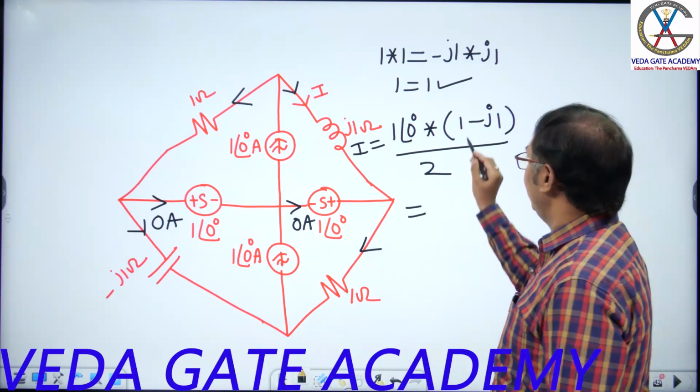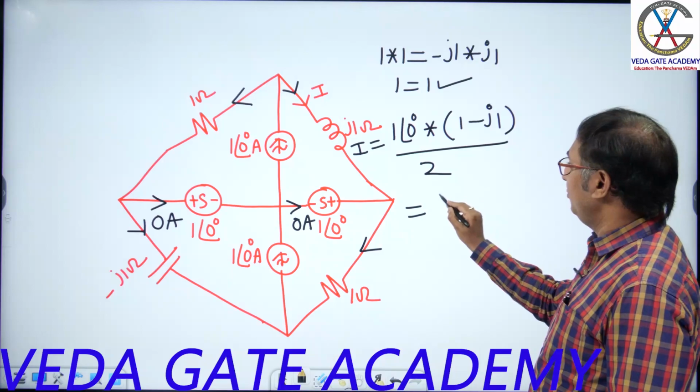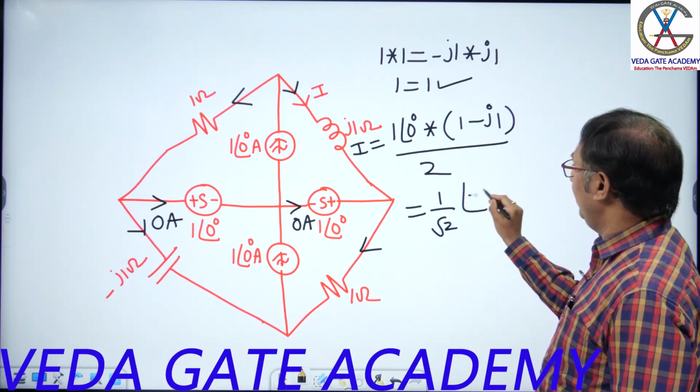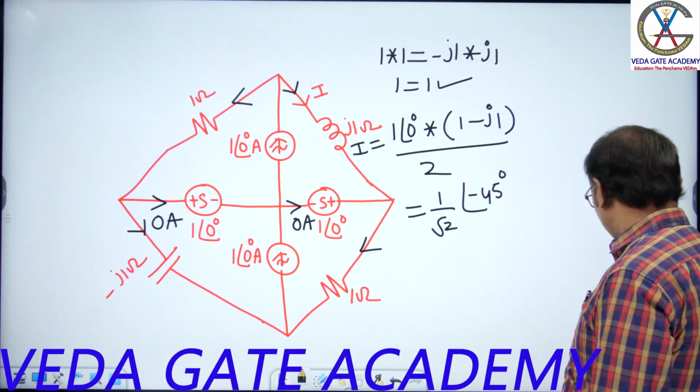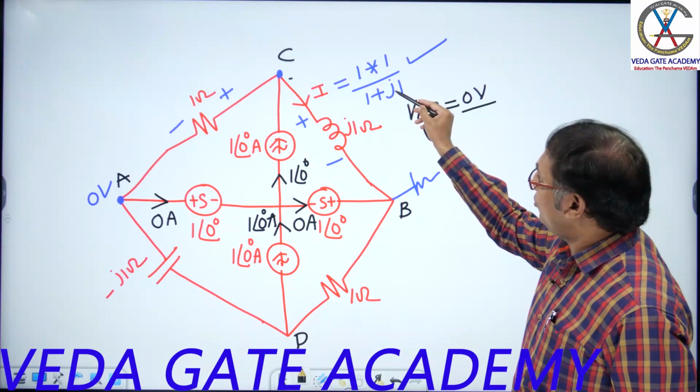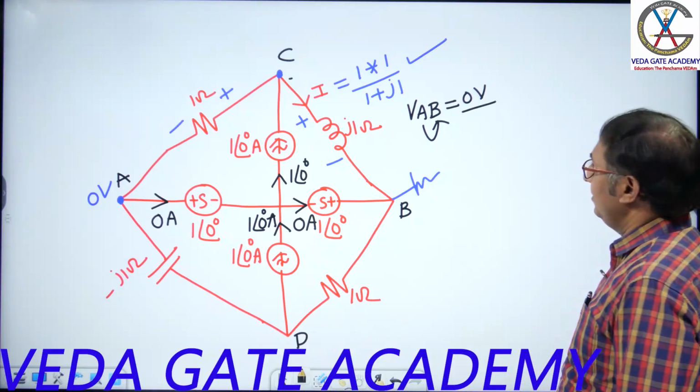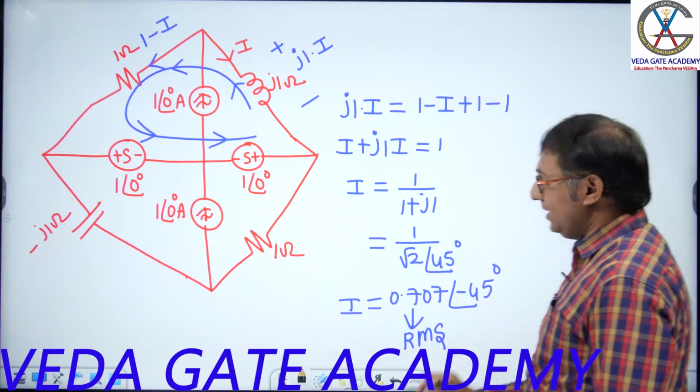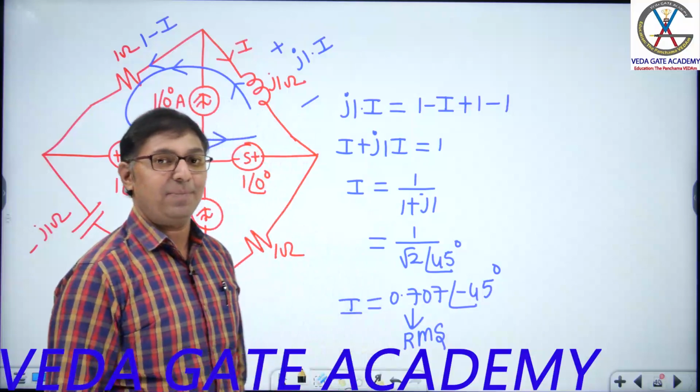So finally, what is the answer, sir? Root 2 at an angle 45 by 2, which is 1 by root 2 at an angle minus 45 degrees. Cross check: you got the same answer earlier also. The first method also gave the same answer, 0.707 at an angle minus 45.